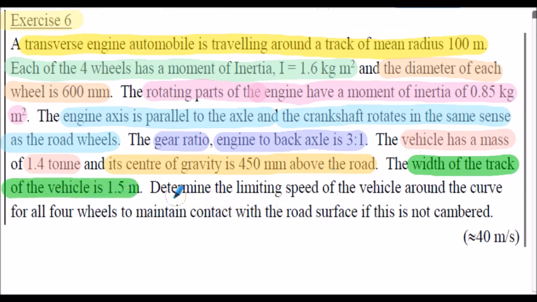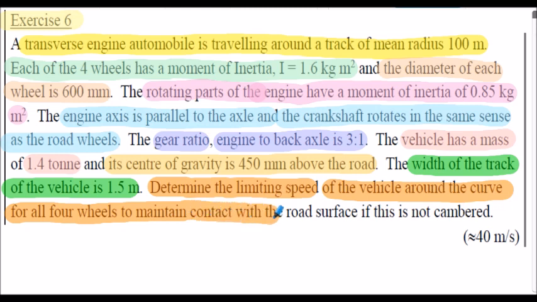We're asked to determine the limiting speed of the vehicle around the curve for all 4 wheels to maintain contact with the road surface if this is not cambered. So the limiting speed is given as approximately 40 meters per second. So that's the problem stated in exercise 6. What I'm going to show you on the next slide is a generic overview of the process required to generate the solution.